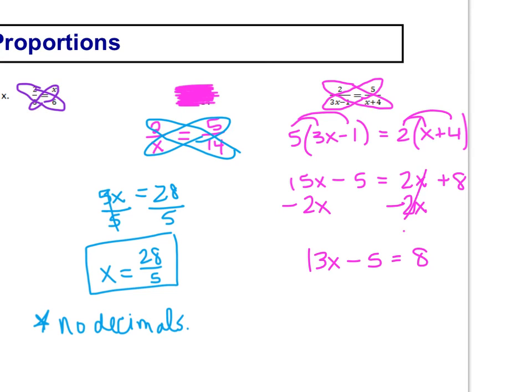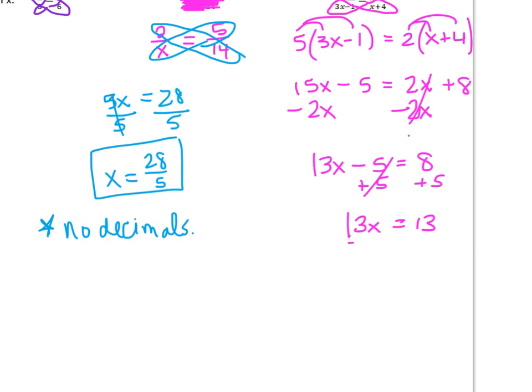And then we're going to go ahead and add 5 to both sides. 13x is equal to 13. And then our last step is divide both sides by 13. And x equals 1.